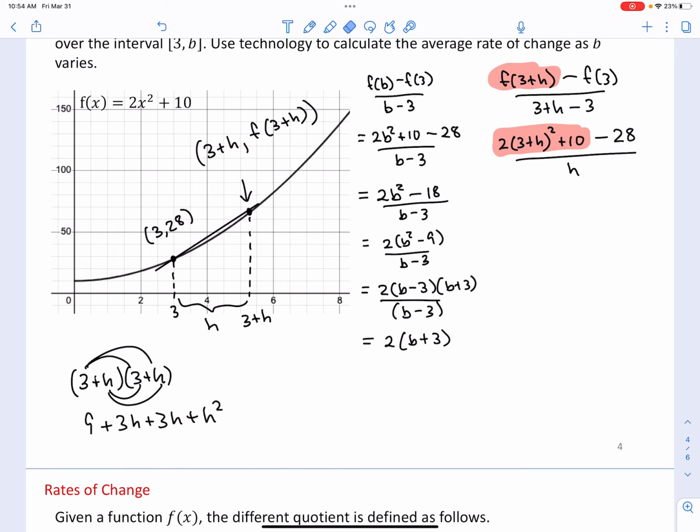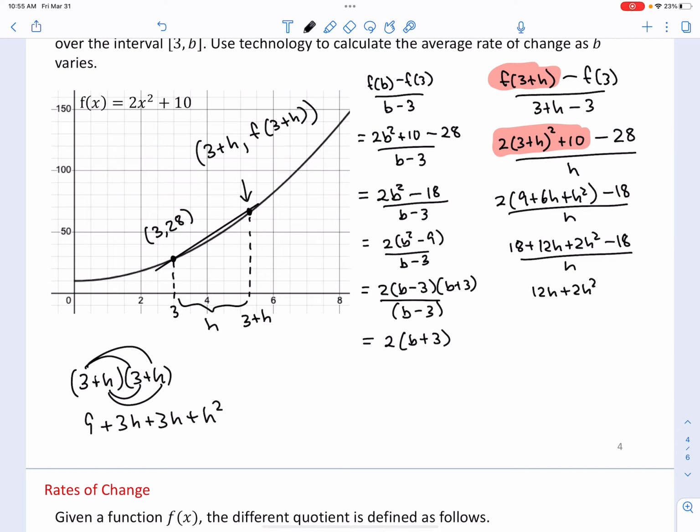So back up to our work here, we have 2 times 9 plus 6h plus h squared. And now we have the plus 10 and the minus 28. That gives us minus 18. And this is all over h. All right, continuing to simplify, distribute the 2 next. So that gives us 18 plus 12h plus 2h squared. And then minus 18 all over h. Notice the 18's cancel each other. So we just get 12h plus 2h squared all over h.